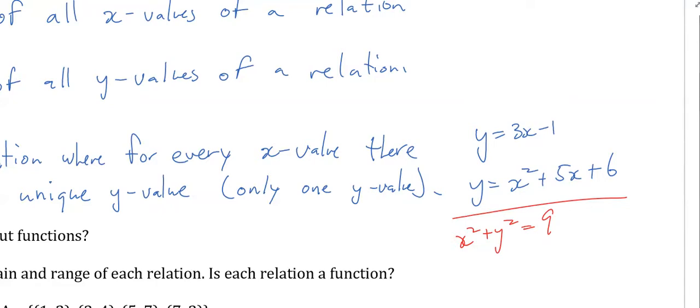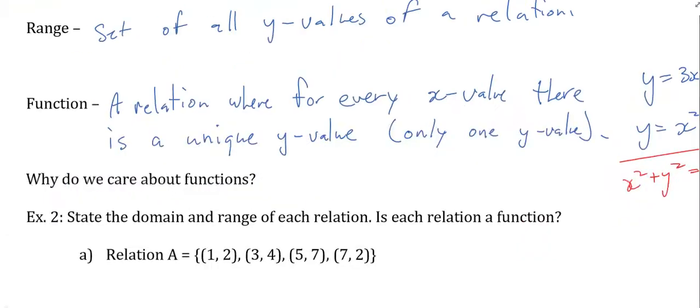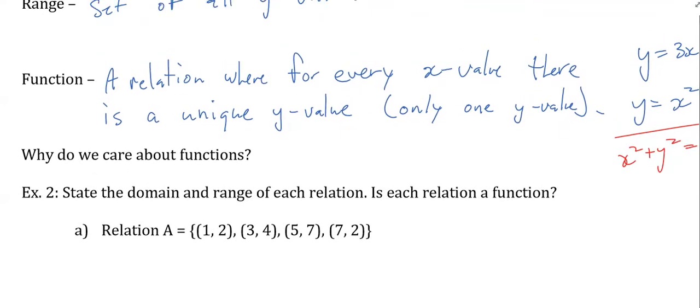Okay, so circles are not functions, but the top one is a straight line, and usually straight lines are functions. And the second one there is a parabola or a quadratic, and they are functions. So those two are functions. The red one is not. So why do we care about functions?